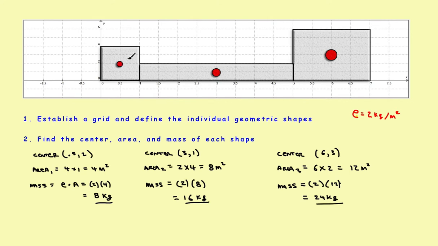So the first rectangle was reduced to an equivalent point mass of 8 kilograms, so we'll go ahead and put 8 kilograms right here. The second rectangle was reduced to an equivalent point mass of 16 kilograms, so that one's going to be 16. And finally, the third rectangle was reduced to an equivalent point mass of 24, so we'll put 24 on this one.